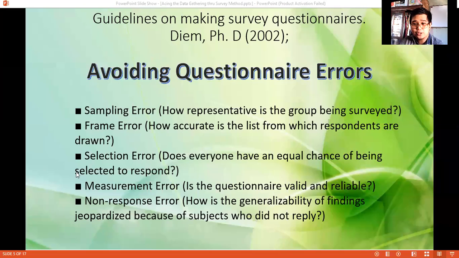Okay. So, we also have measurement error. Is the questionnaire valid and reliable? We will talk about it come January. But the thing that we need to finish this week is the creation of your survey. So, measurement error and then the non-response error. Ito rin yung madalas na mistake ng mga researcher kasi sila ay nagkakaroon ng tinatawag na non-response error.